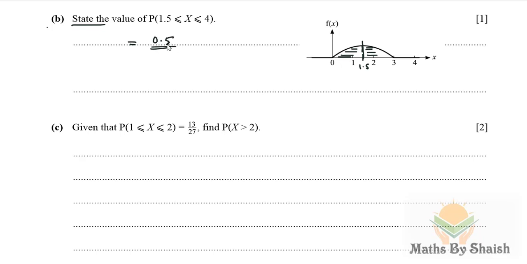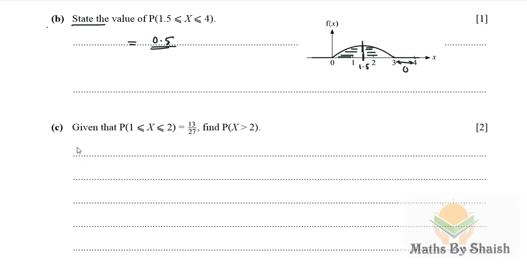This probability is 0.5, because if we break it also, 1.5 to 3 it is half, but afterward till 4, from 3 to 4, the area under the curve is 0, so we can say that it is 0.5 directly. So 1.5 to 4, the probability is 0.5.